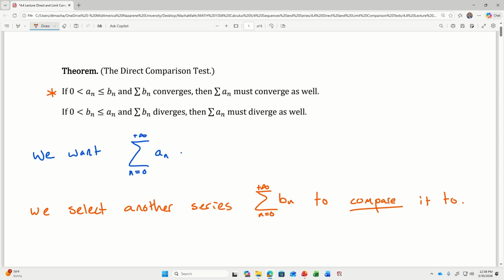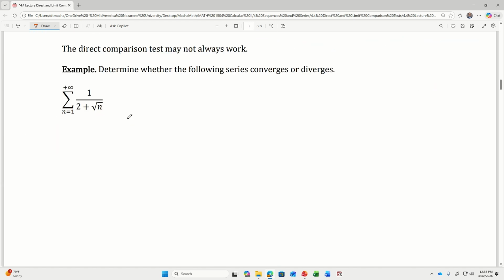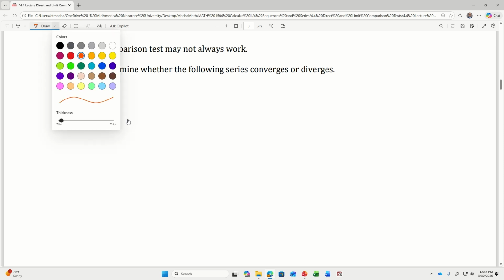And likewise, if you found that an was less than bn and bn diverged, that again wouldn't prove anything. So you got to read the fine print. So the direct comparison test doesn't always work. I'll show you an example.